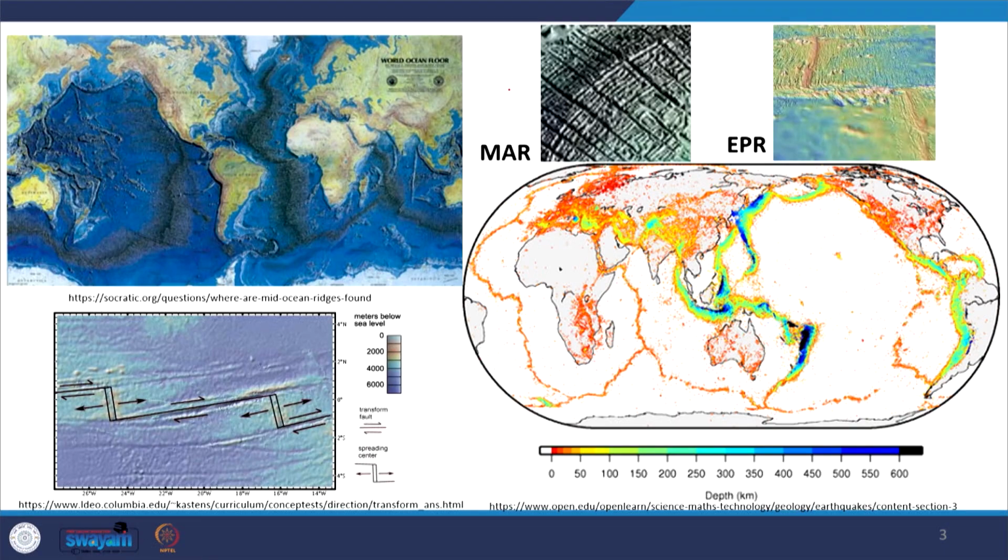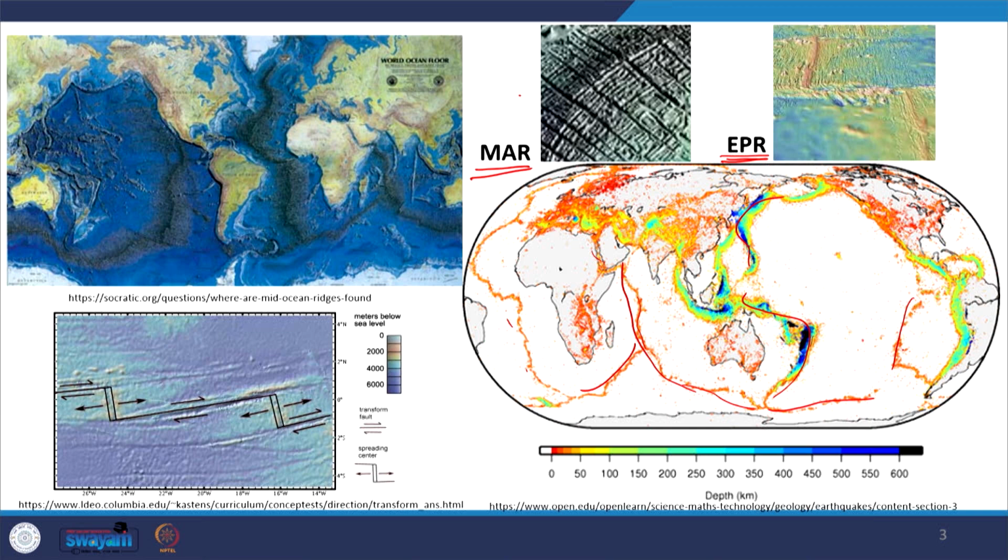as the fracture zones. Now, you see some of these figures of the mid-oceanic ridge system. Here, this is the mid-Atlantic ridge and this is the East Pacific ridge, and this is the global distribution of the plate boundary. This is the mid-oceanic ridge systems, and this is the subduction zone.